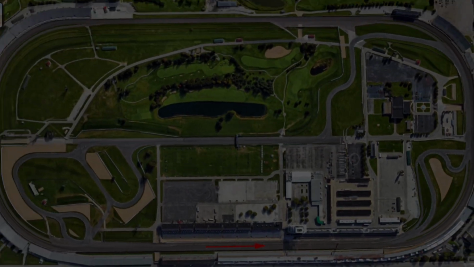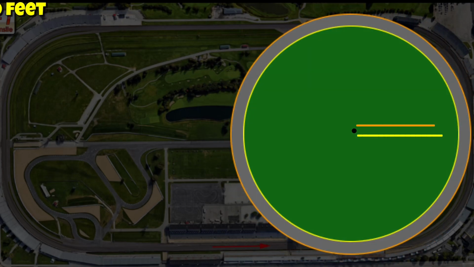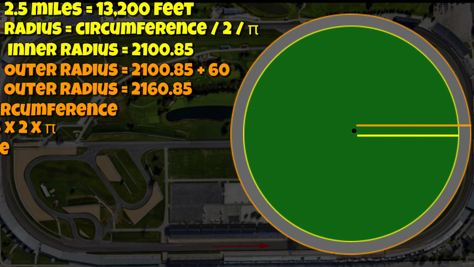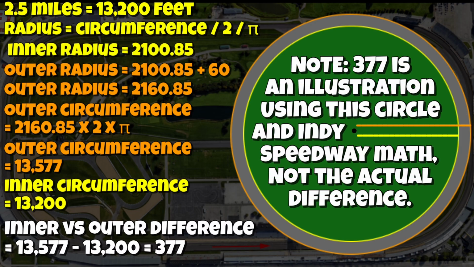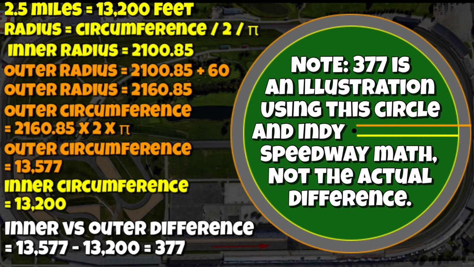Let's convert this to a circle example just to make it easier. I'm putting a whole bunch of math on the screen here. The main point is the bottom conclusion. It just shows you there's definitely a difference between traveling on the inside line versus the outside line. Let's do the actual example now.